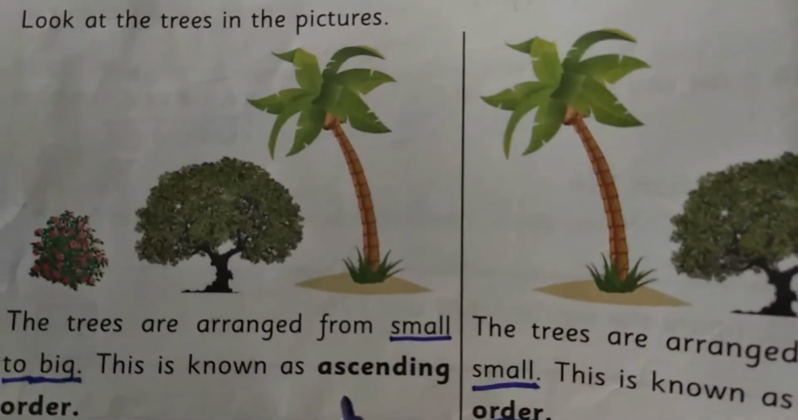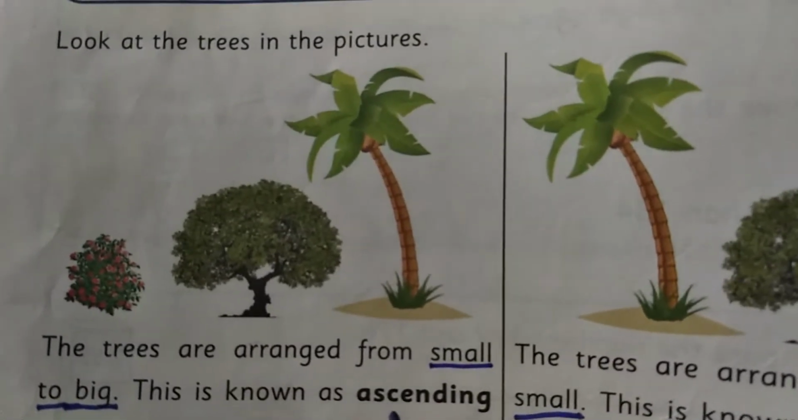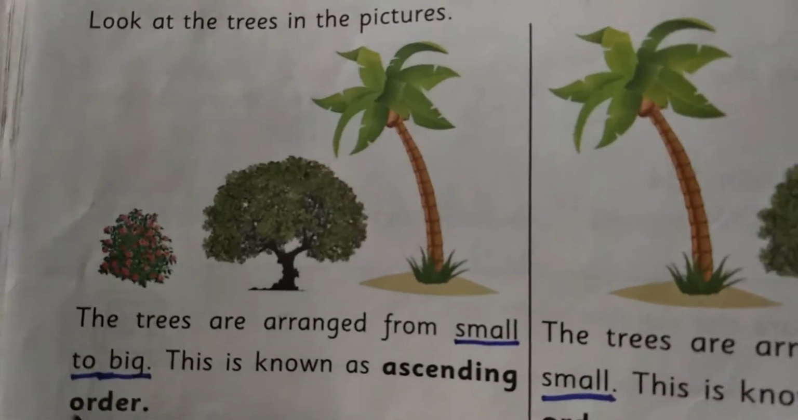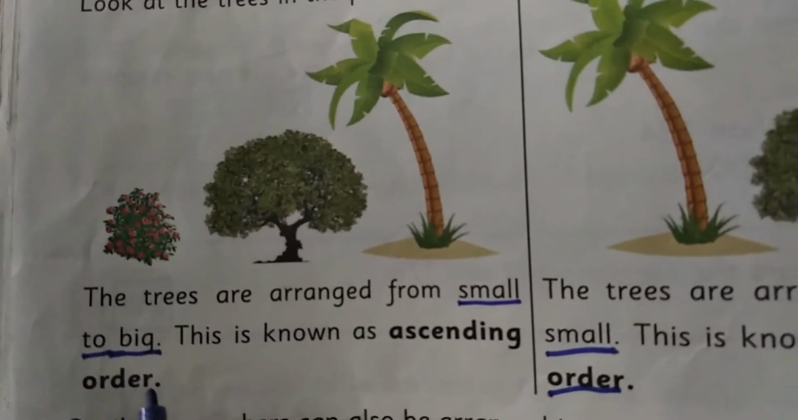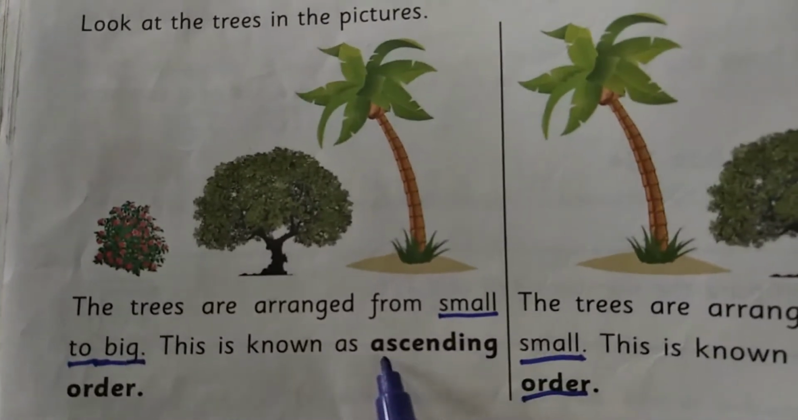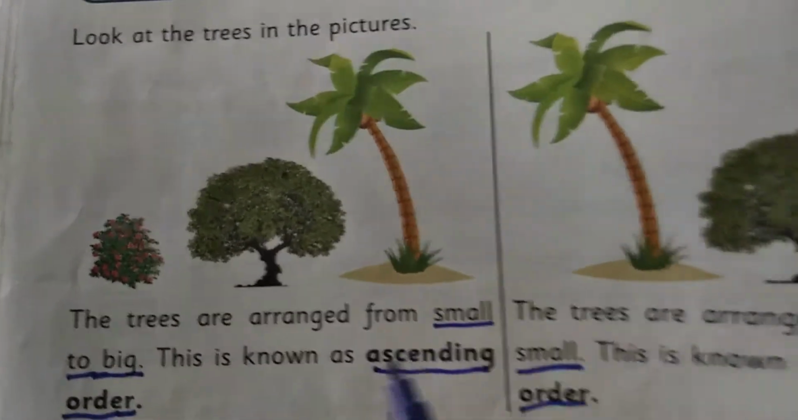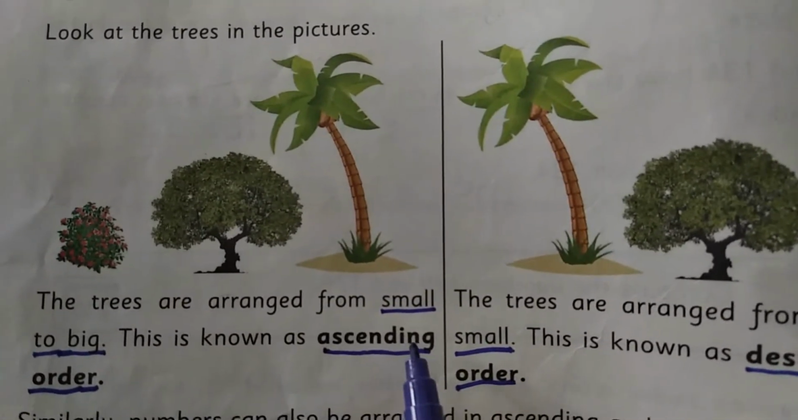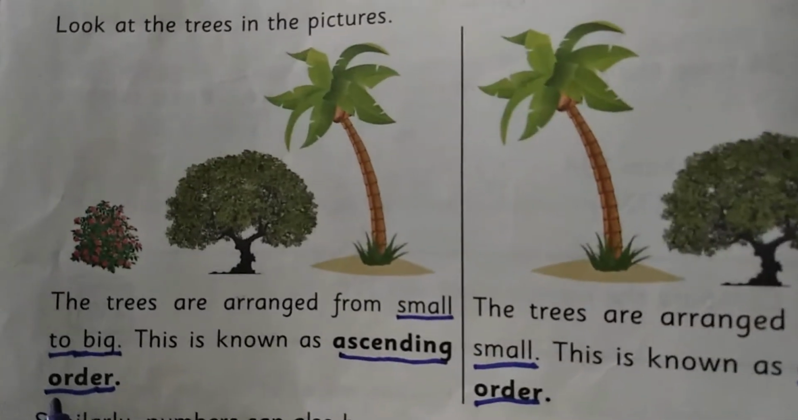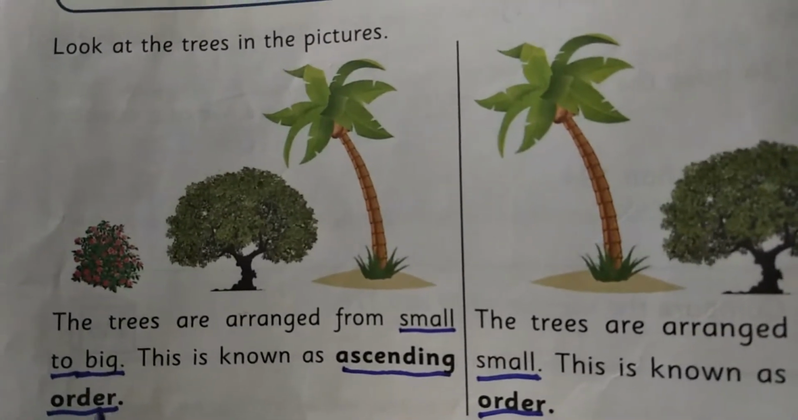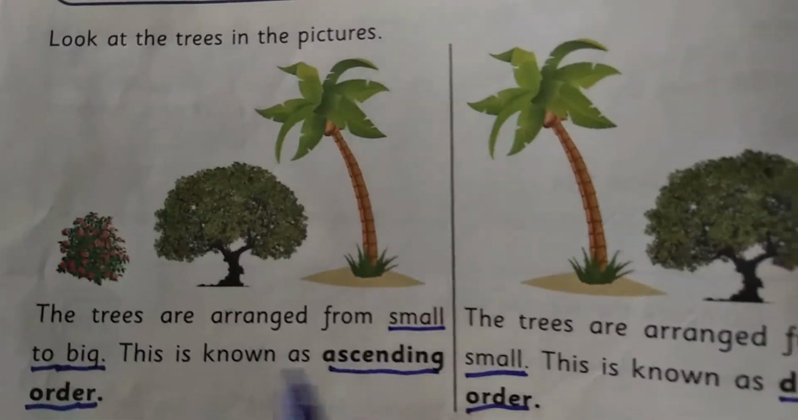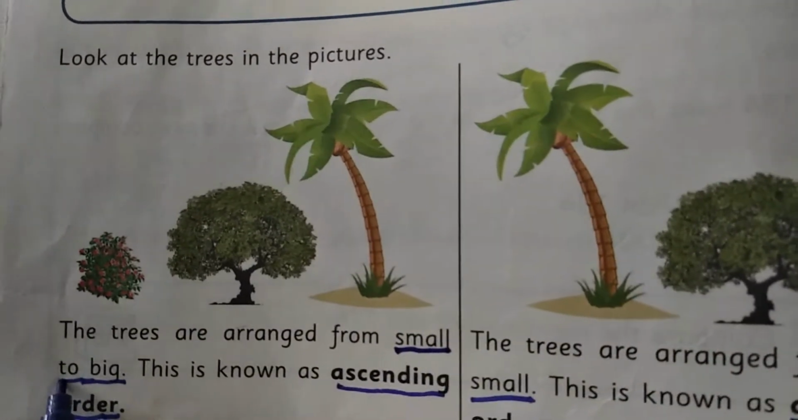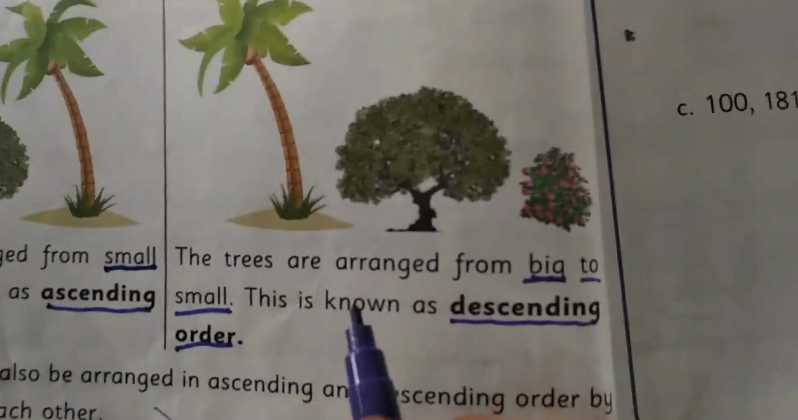Okay, spell along with me, children. A-S-C-E-N-D-I-N-G, ascending order, O-R-D-E-R, ascending order. Okay children? So once again, repeat with me. A-S-C-E-N-D-I-N-G, ascending order, O-R-D-E-R, ascending order. So ascending order means we will arrange the numbers from small to big. Okay. Yes, very good.